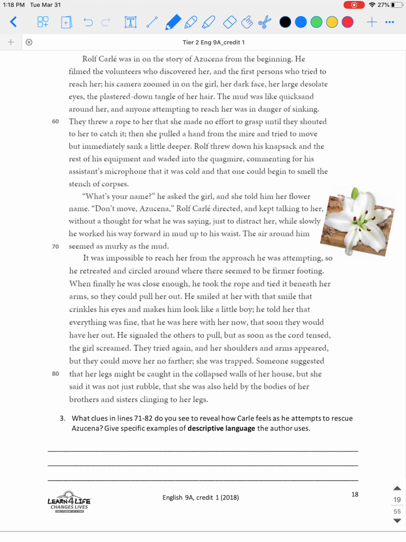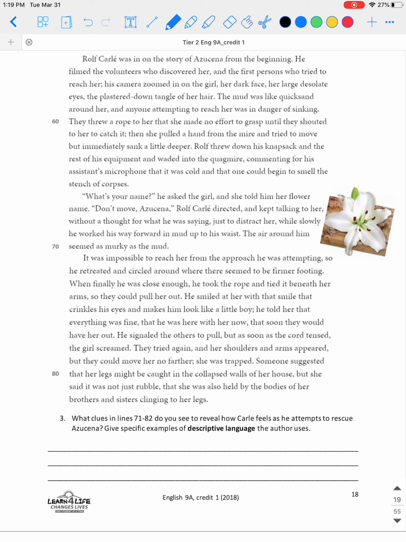Rolf Karl was in on the story of Azucena from the beginning. He filmed the volunteers who discovered her, and the first person who tried to reach her. His camera zoomed in on the girl, her dark face, her large, desolate eyes, the plastered down tangle of her hair. The mud was like quicksand around her, and anyone attempting to reach her was in danger of sinking. They threw a rope to her that she made no effort to grasp until they shouted to her to catch it. Then she pulled a hand from the mire and tried to move, but immediately sank a little deeper.